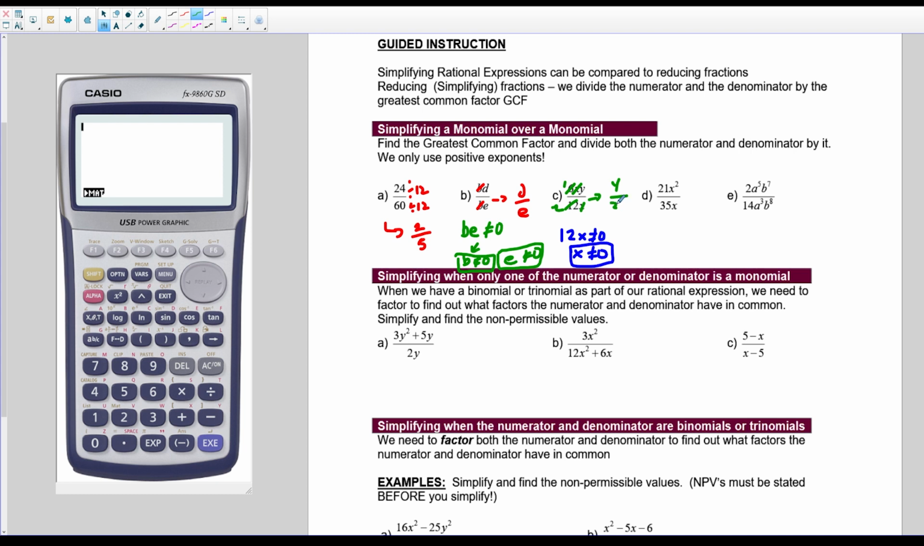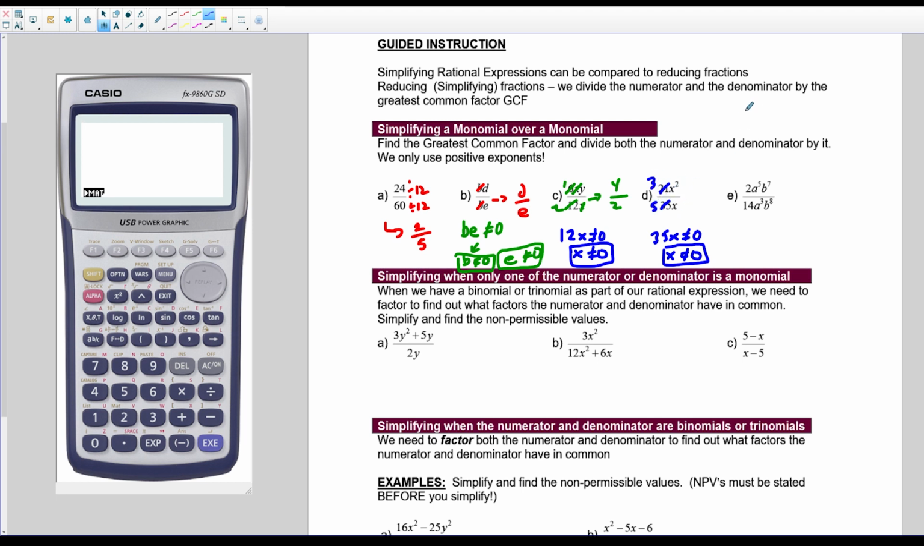So I have y over 2 with my NPV of x cannot equal to 0. For this next one, let's start with NPV first. 35x cannot equal to 0, so x cannot equal to 0. And now I can divide our coefficients, divide the top by 7 and divide the bottom by 7. That leaves me with 3 and 5.